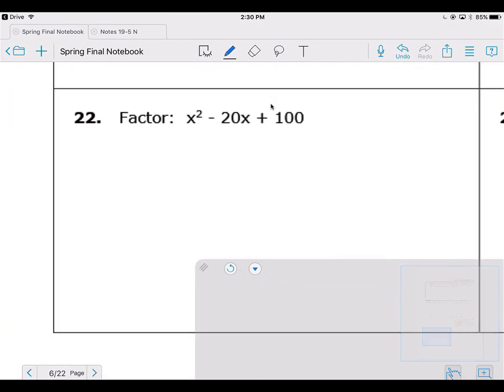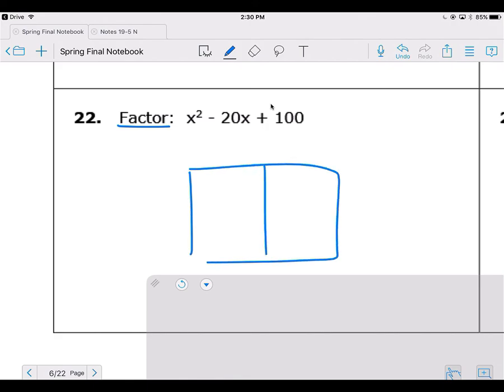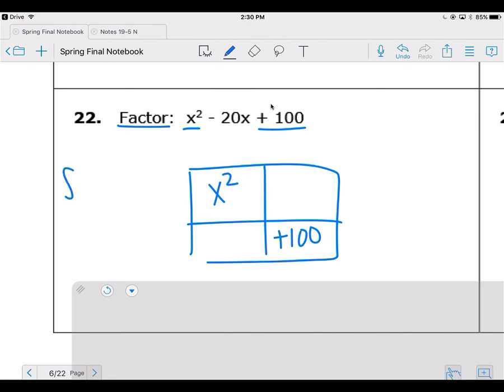Problem 22, we're asked to factor x squared minus 20x plus 100. Anytime I see the word factor, I need a box. So x squared and 100, my first term and my last term, go into my box in the corners. My product is the first times the last, so 100x squared. My sum is the middle term that was not written in my box.